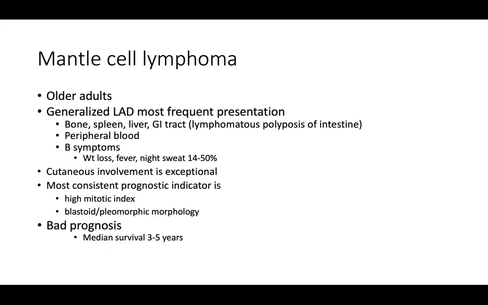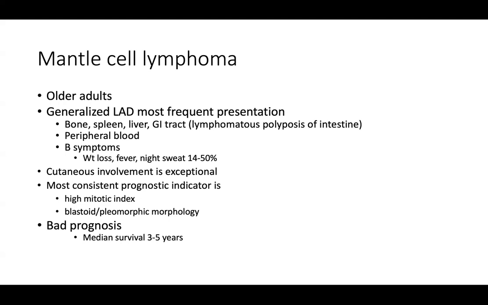Moving on to mantle cell lymphoma. This occurs in older adults. They present with generalized lymphadenopathy, most frequent at presentation, but they can also have involvement of the bone, the spleen, the liver, the GI tract. There's an entity called lymphomatous polyposis of the intestine, and that's usually the mantle cell involvement in the GI tract. Of course, peripheral blood can be involved.